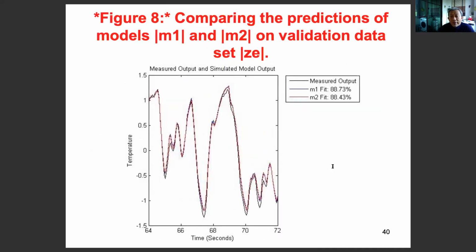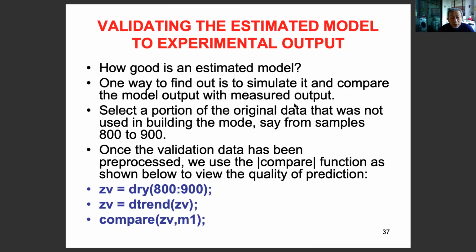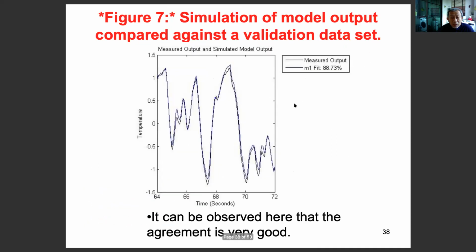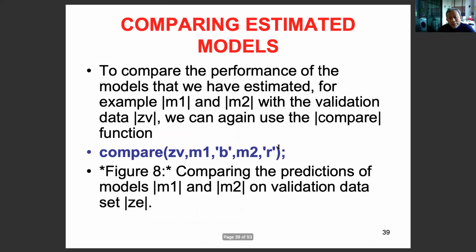Okay, you can see that model 1 adalah, model 1 tadi apa? Model 1 adalah state space, so model 2 adalah ARX model. Okay, you can see that the fitting is about the same, 88.73 using the ARX model. 88.43 is the state space model. Okay, so tak banyak beza. Dan kedua-dua model, estimated model ini mengikut, the agreement is very good with the real data, which is on the black one. Okay.